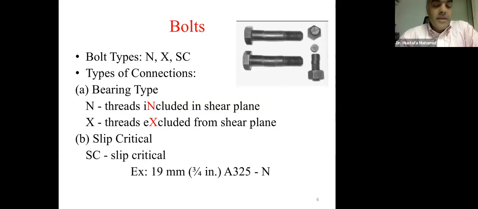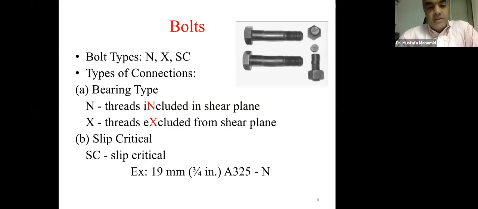So typically in practice, we don't know how this is going to be installed and where the threads would be. So practically, we would use the N type, which is the one with less capacity. We guarantee that if it comes to be X, then we have more capacity, but if it's not, we have accounted for that in our design.